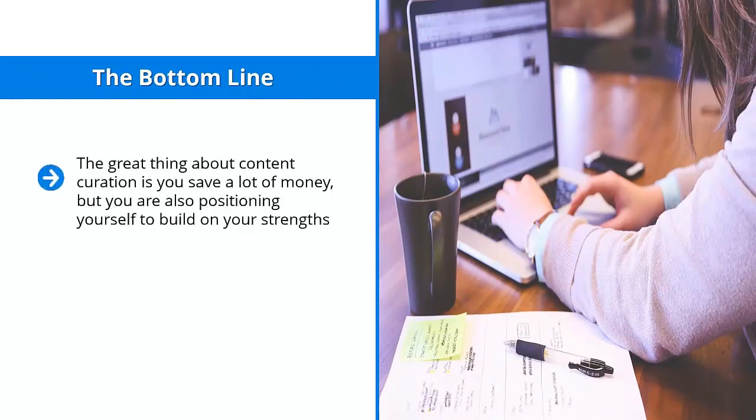The bottom line, the great thing about content curation is you save a lot of money, but you are also positioning yourself to build on your strengths. You focus on things that you're doing right and figuring them out so that you can predictably produce successful content. Now, this is not going to happen overnight. You have to keep experimenting until you find the right themes that consistently work with your audience.